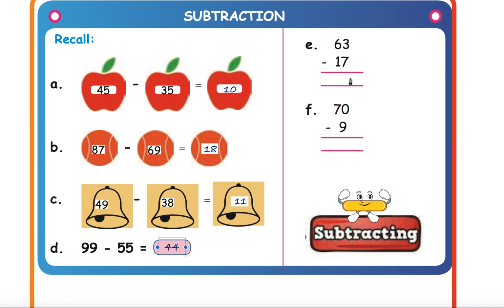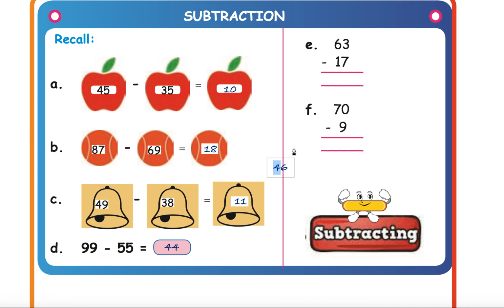63 minus 17. See, 7 is bigger than 3, right? So you need to take 1 from here. That is 13. You have to subtract it from 13. Here 5 will remain. 13 minus 7, how much? 6, right? You have to write 6 here. And 5 minus 1, 4. That means 46.